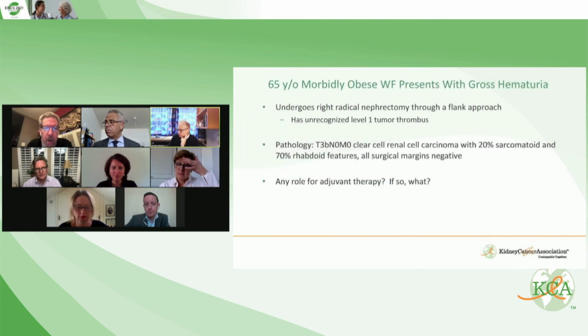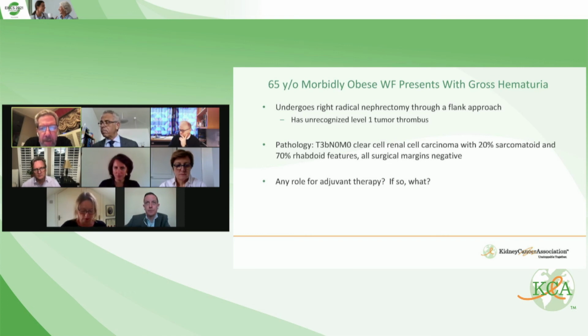Okay. So we actually took her for a flank approach nephrectomy, which we did, and she had an unrecognized level 1 tumor thrombus, which we resected. And her pathology revealed a T3A N0 M0 clear cell renal cell carcinoma with 20% sarcomatoid and 70% rhabdoid features. Thankfully, all of her surgical margins were negative. So my question to the panel is, is there any role for adjuvant therapy in this setting? And if so, what would you recommend?